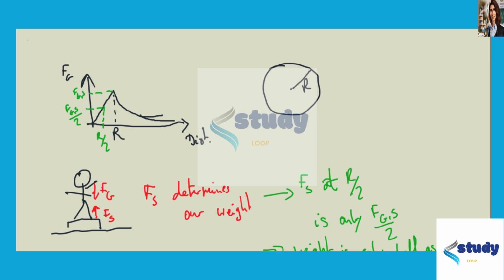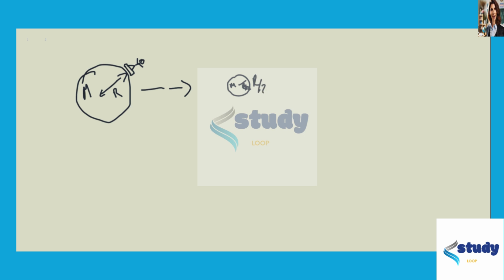What is the different situation when we have a planet which is shrinking? So we have a planet with mass m and a radius R. And then this changes, and we are always measuring at the surface, same situation as before. And this changes to a planet with the same mass, but only R half in radius. And we're still standing on the surface.